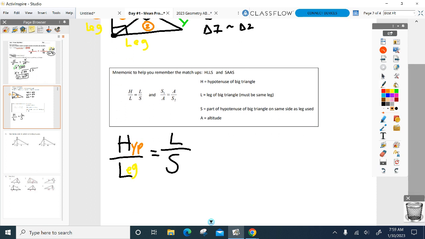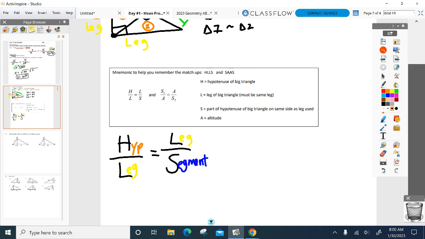Now, the next L, also leg, but same leg. What are the first two problems we went over today? When the means are the same. That's what we're doing here. The means are the same. The legs need to be the same leg, not different ones. The same leg. All right, the same leg. And the S stands for segment.